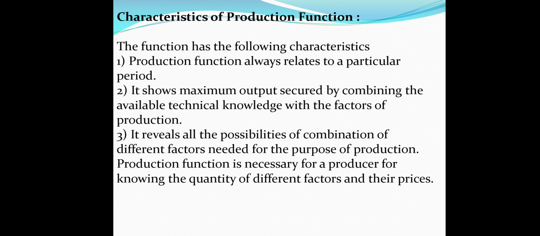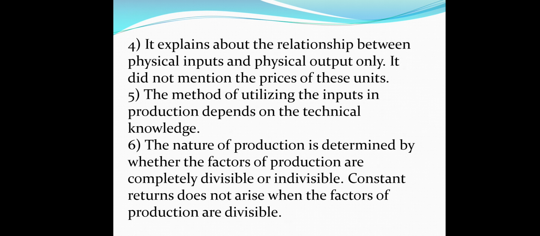Third, it reveals all the possibilities of combination of different factors needed for purpose of production. Production function is necessary for a producer for knowing the quantity of different factors and their prices. Fourth, it explains the relationship between physical inputs and physical output only. It does not mention the price of these units. This we have already discussed.